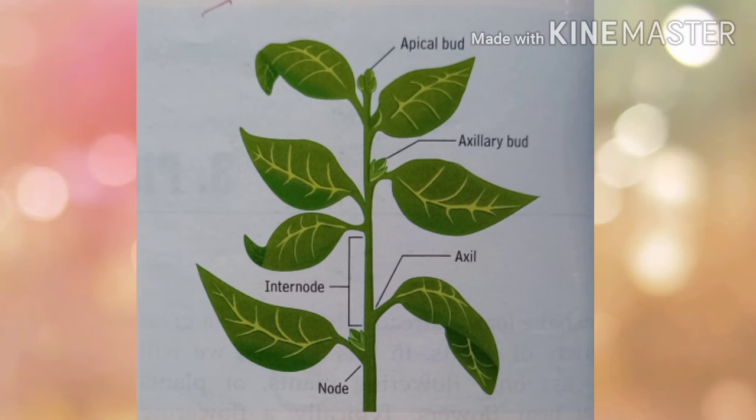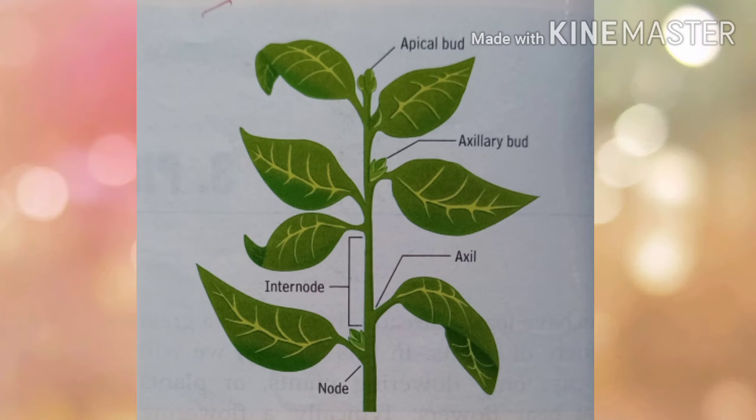Second part is the axillary bud. Buds also grow at the junction of leaf and stem. Such buds are called axillary buds. Now the next part is the axil. The angle between a leaf and stem is called the axil. Buds are of two kinds, vegetative and floral.